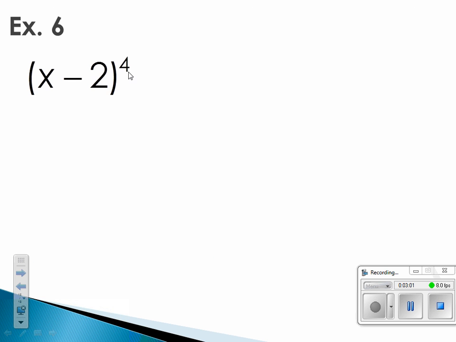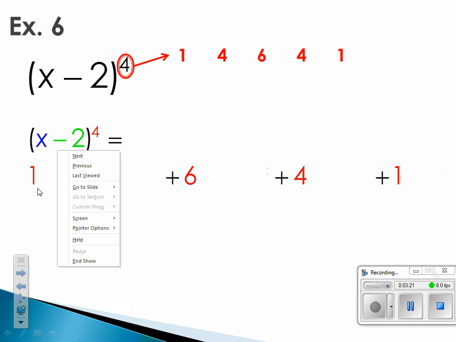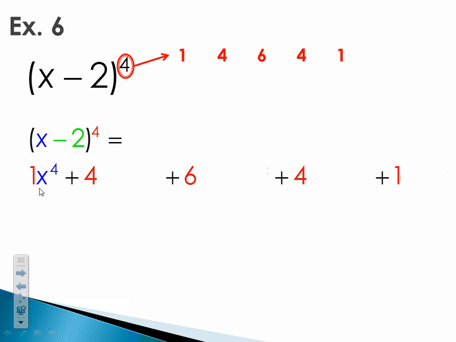All right, let's try another one. Exponent is 4, so we need to look at the fourth row of Pascal's triangle to get our coefficients. 1, 4, 6, 4, 1. Okay? So I've got my coefficients. Now counting down from the left, I've got x to the 4th, x to the 3rd, x squared, x, and then I got my constant.